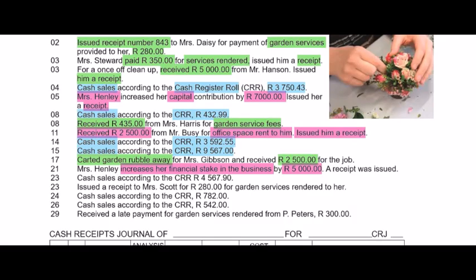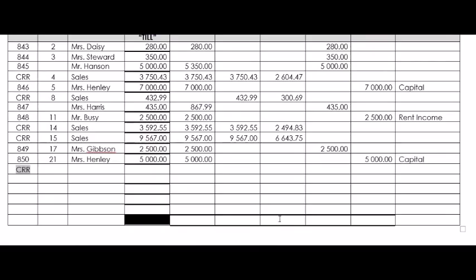The next transaction was cash sales according to the CRR, 4,567 Rand and 90 cents. So it's CRR in the documents column. The date is the 23rd.